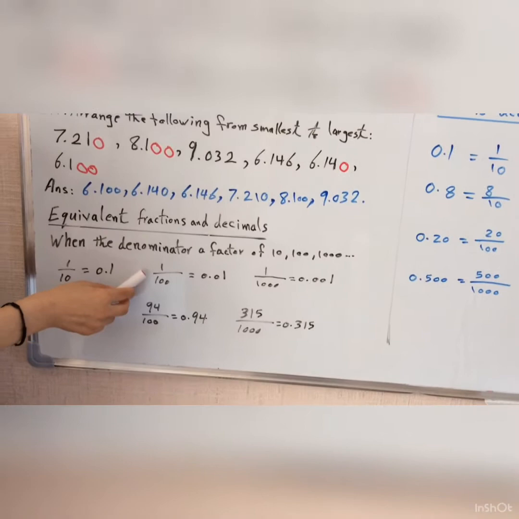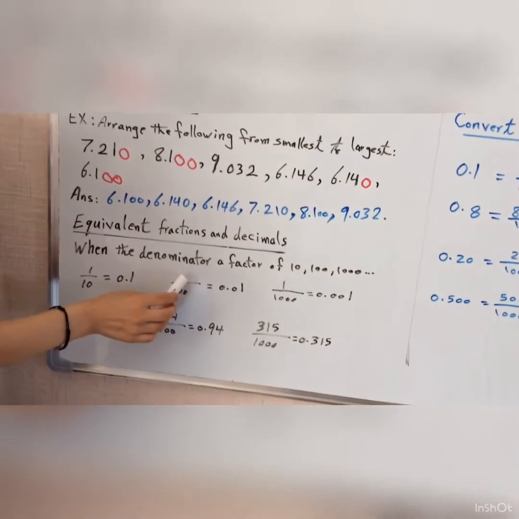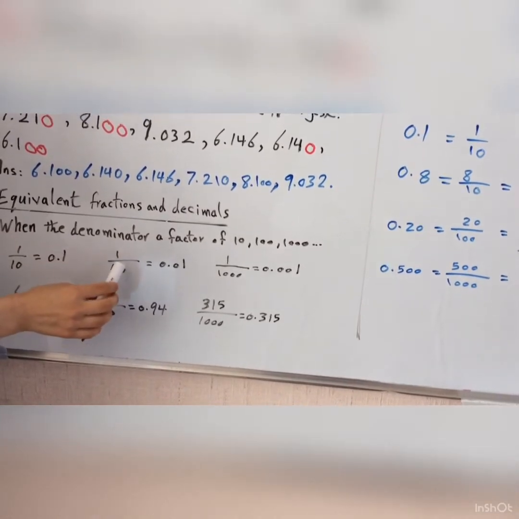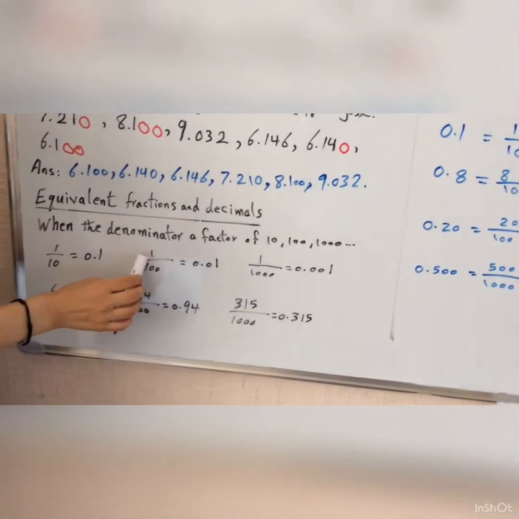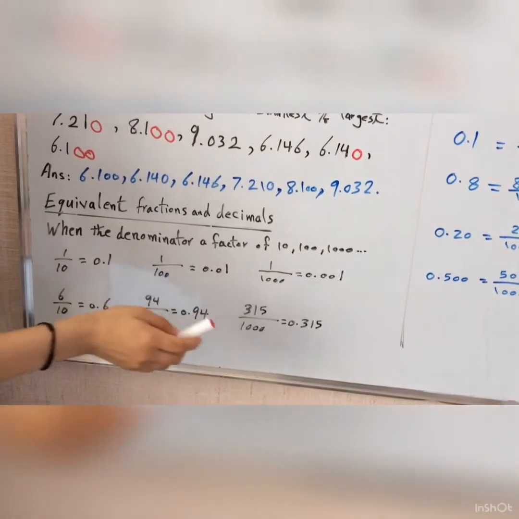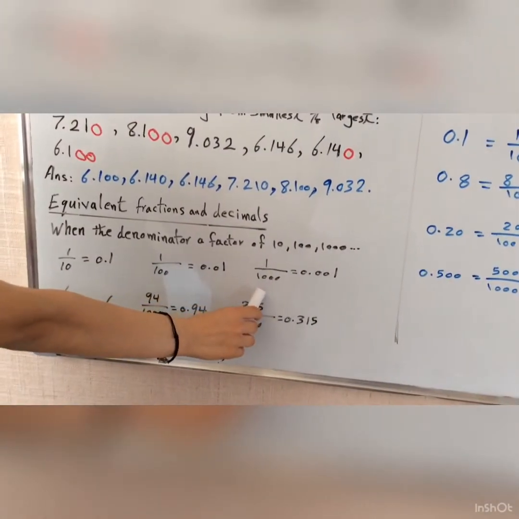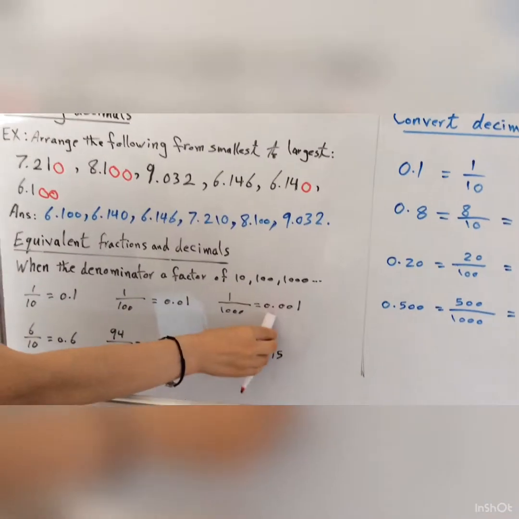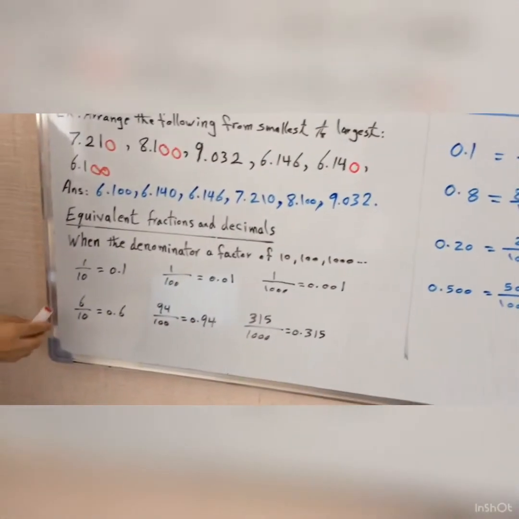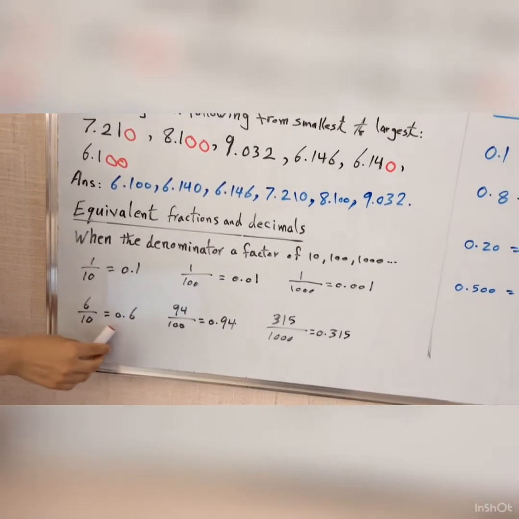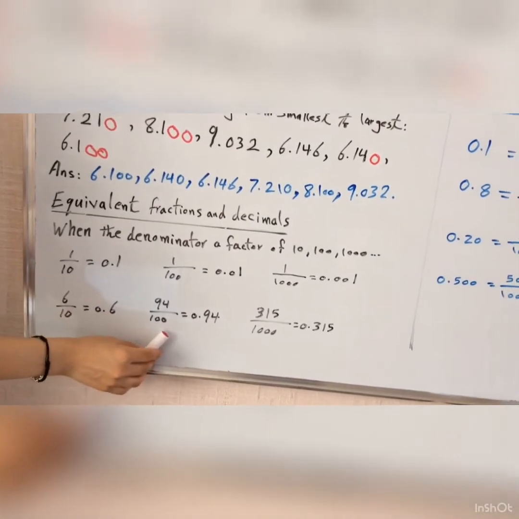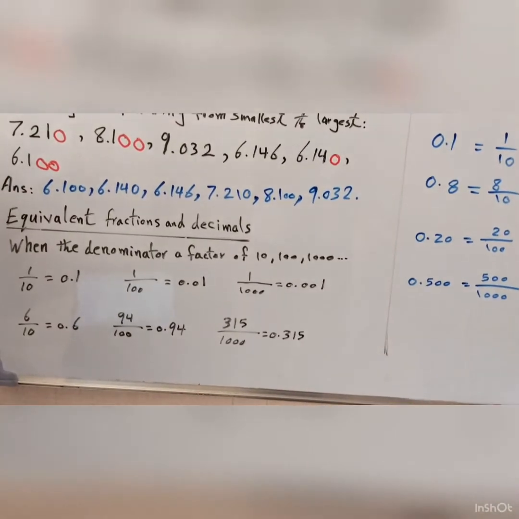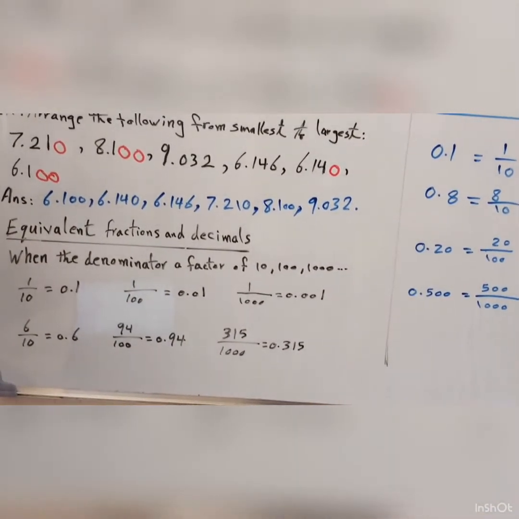The next one, 1 over 100. We move the decimal point back 2 places, because it's 100. So it would be 0.01. This one, 1 over 1,000, the decimal point is there, and we move it back 3 places. So the answer will be 0.001. The same with these: 6 over 10 would be 0.6, 94 over 100 would be 0.94, and 315 over 1,000 would be 0.315.